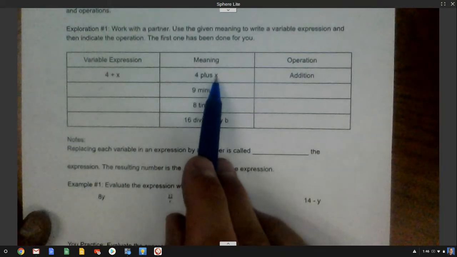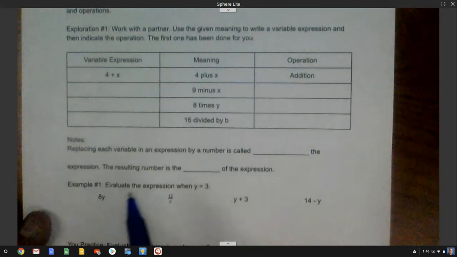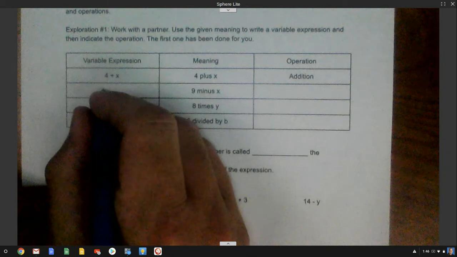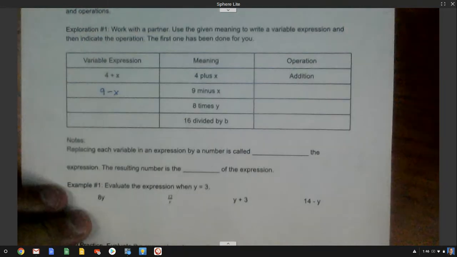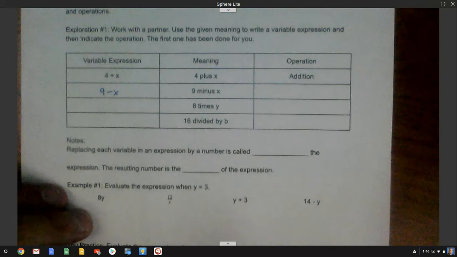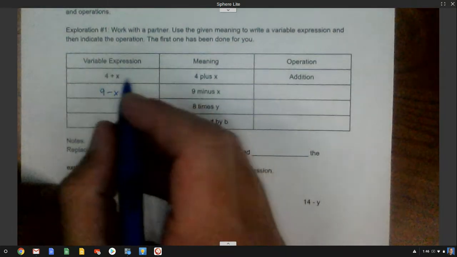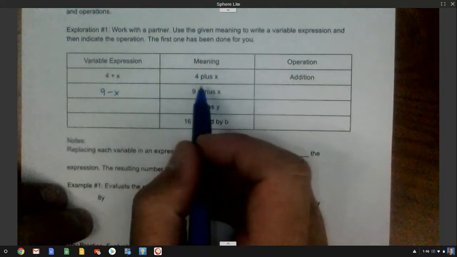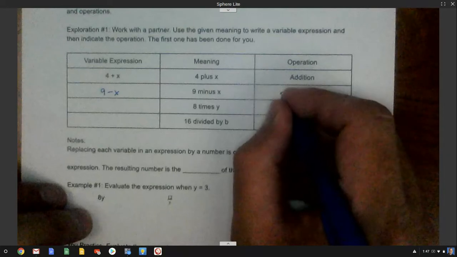So obviously 4 plus x can be written as 4 plus x. We know that this is addition. For the next one, I have 9 minus x. So 9 minus x should be written like this. Notice that I have to write it in this order. If I write it in the other order, it doesn't work. So if I said x minus 9, that would be a totally different problem. So of course, this is subtraction.